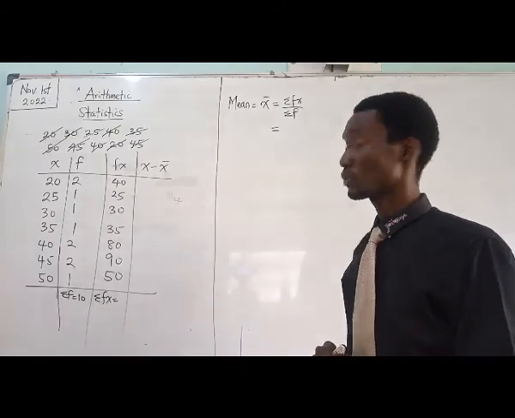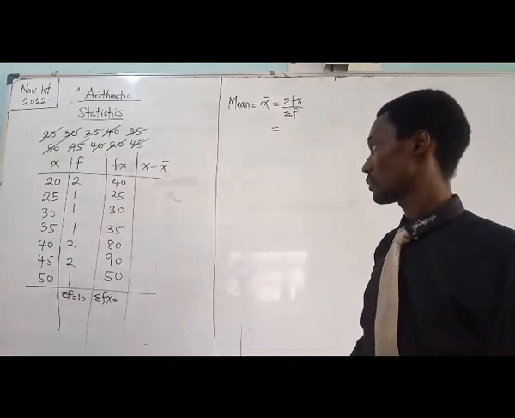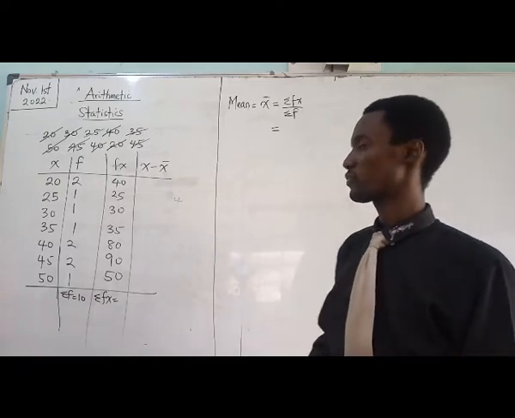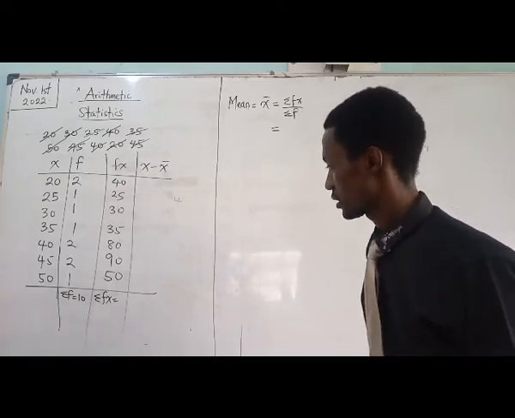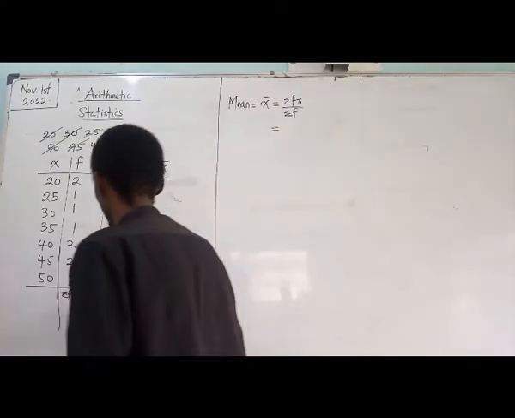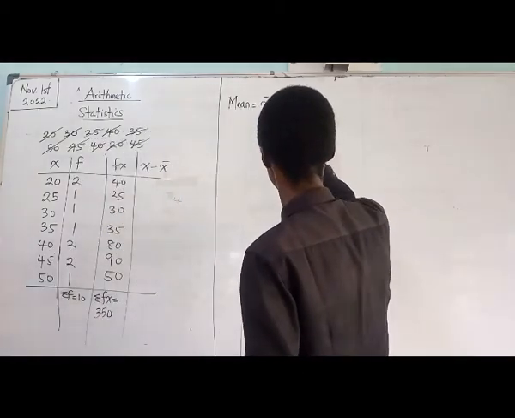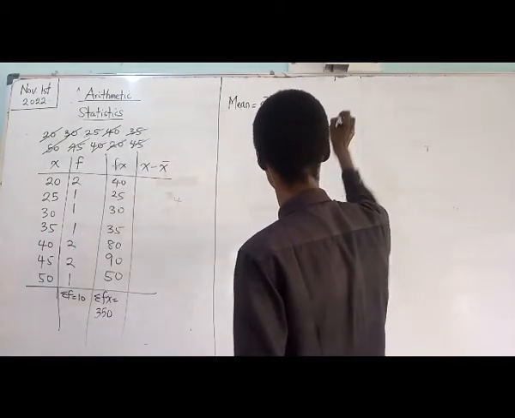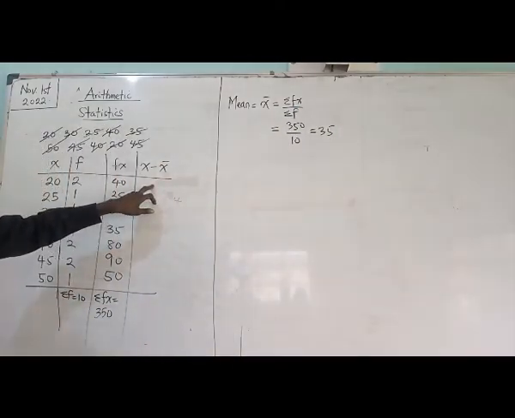So when you've done the addition, 6, 9, 12, 20, 30. Is that not? Good. So that will be 350. So that will be 350 divided by 10. So the mean is what? 35. Is that not? Now, with the mean I've gotten, I'll come back to this column now to work.